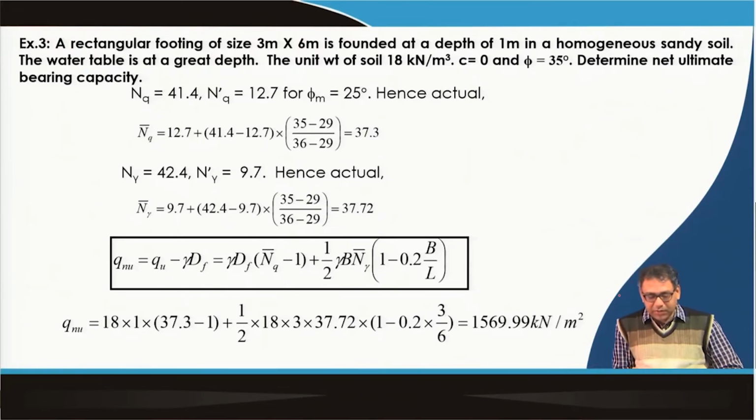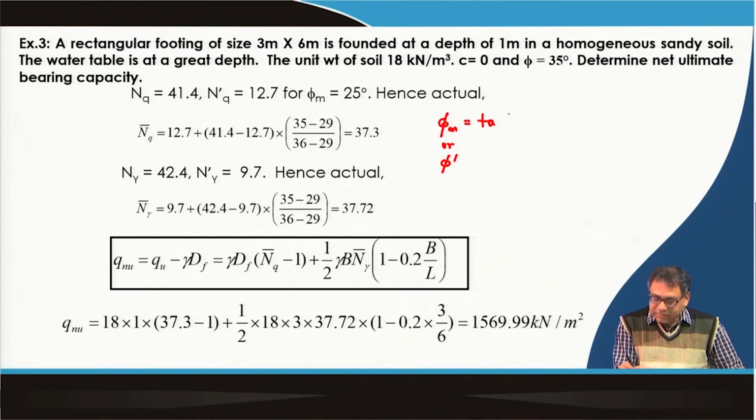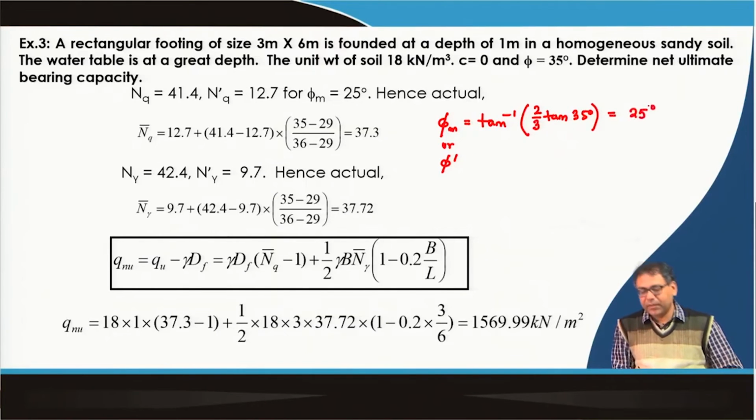So, first what we will do, because here our phi value is given as 35 degree. So, we will calculate the phi dash or phi m. Same way we can calculate that phi m or phi dash, which is equal to tan inverse of 2/3 of tan 35 degree, and that is coming out to be 25 degree here. Okay.